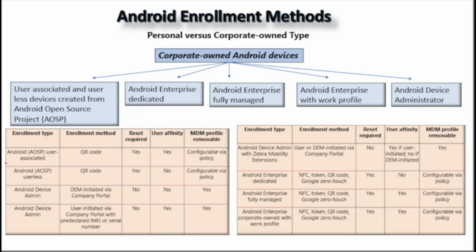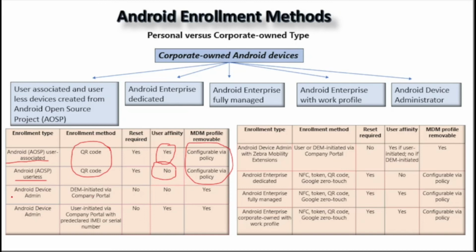In case of Android user associated or Android userless, we need to enroll via QR code. The only difference is that with user associated, the person who is going to enroll the device is associated with that device, and in case of userless, there will be no user affinity. And in both the cases, we can configure whether the user is allowed to remove the MDM profile or not.